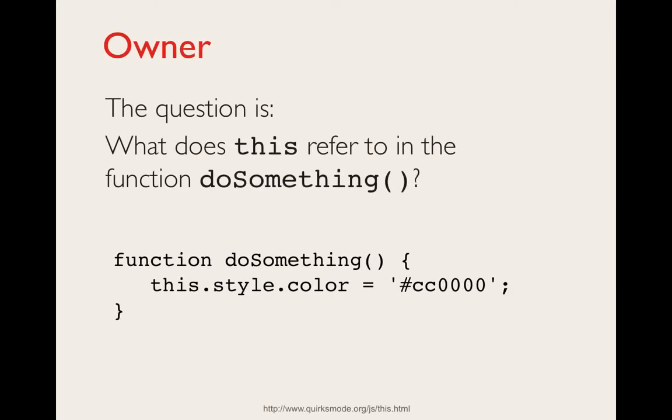So, the question is, what does this refer to in this function, doSomething? We have a function, we've defined it, named it, doSomething. In curly braces, we've put the code that belongs to that function. this.style.color equals, looks like #cc0000. What does this refer to?